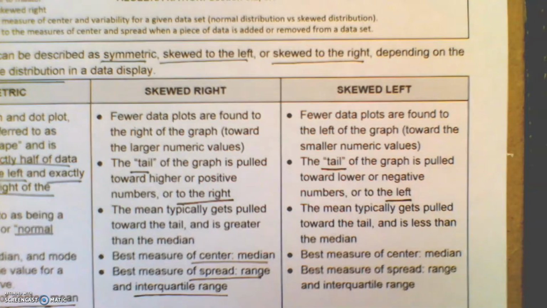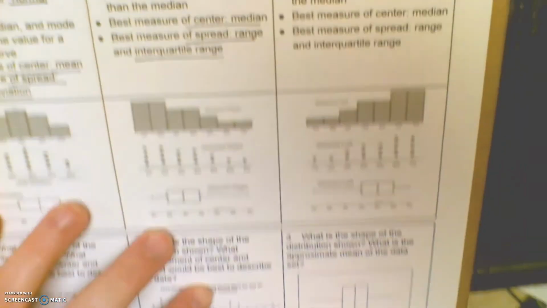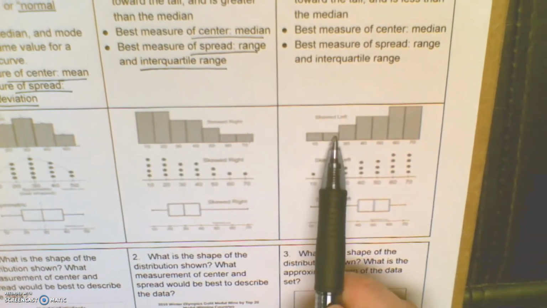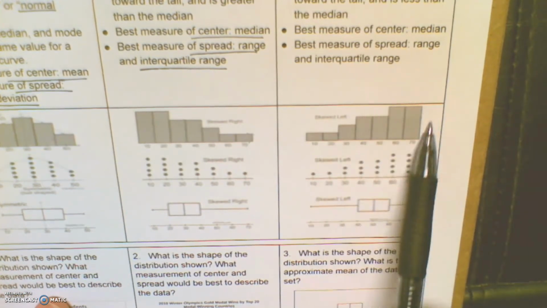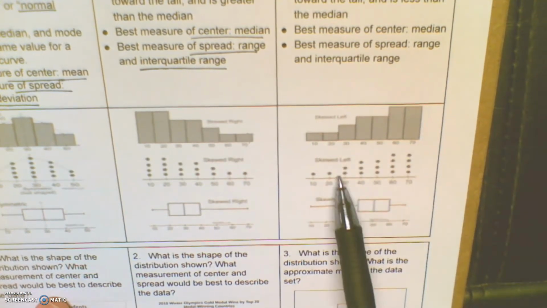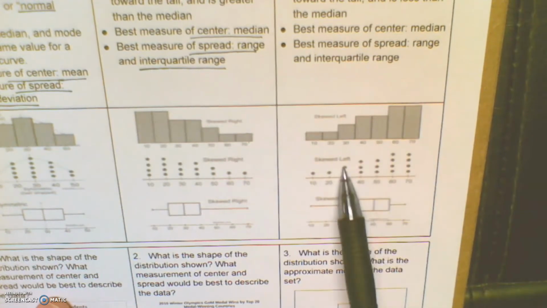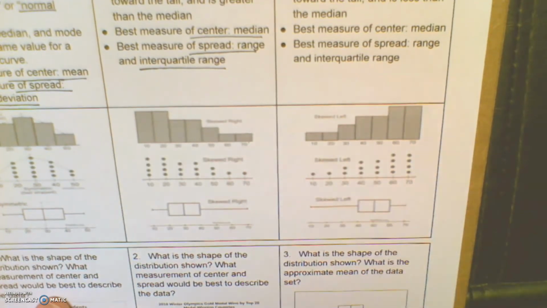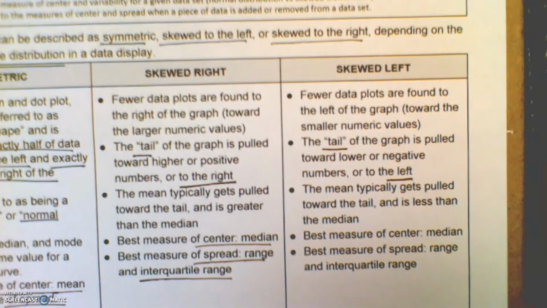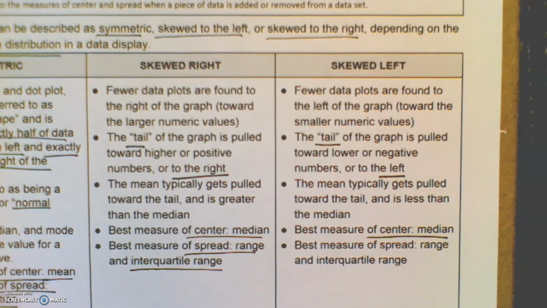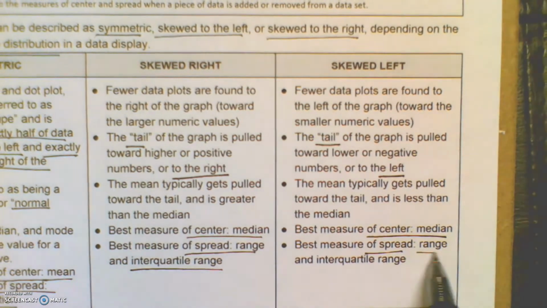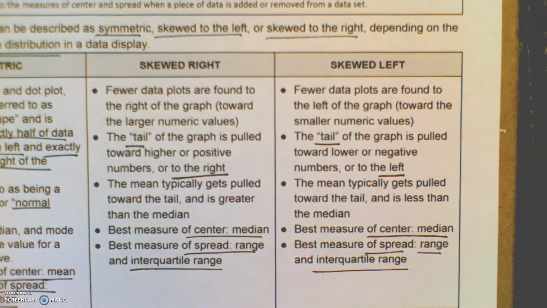So if we look at some examples, here's your tail. Most of your points are in here. Here's your tail. Most of your points are located in here. For skewed to the left, the best measure of center is your median. The best measure of spread is your range and your interquartile range.